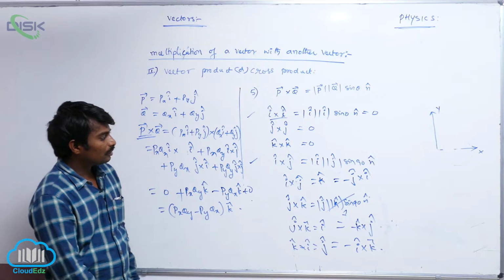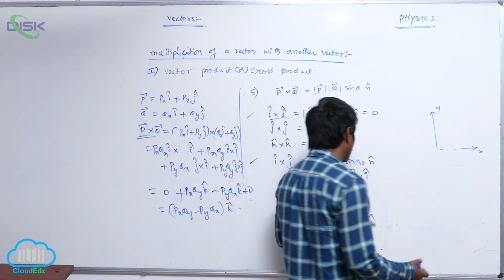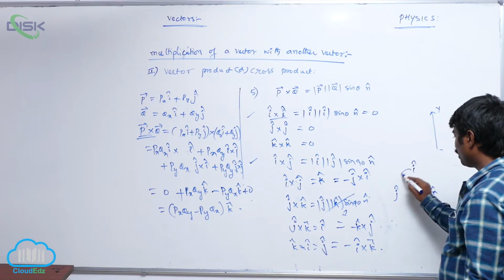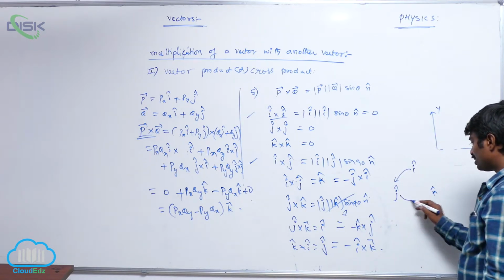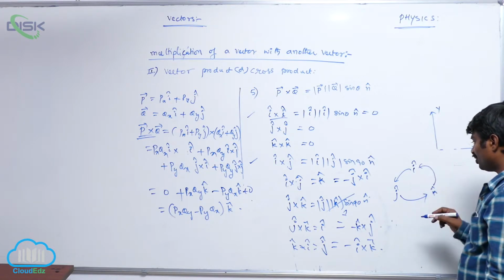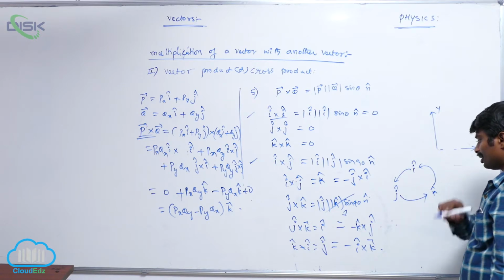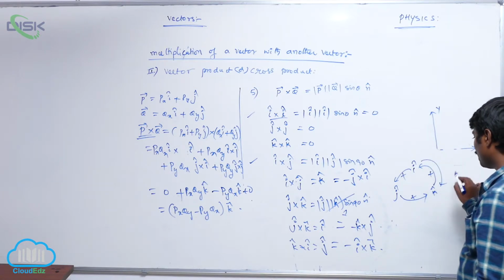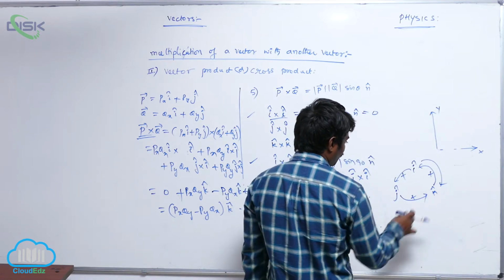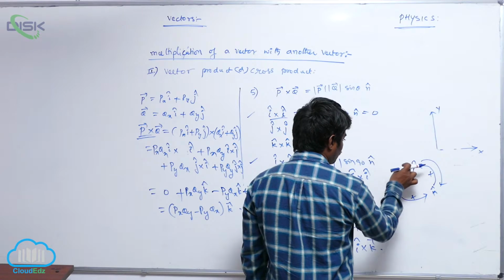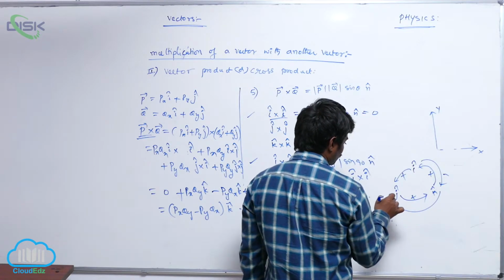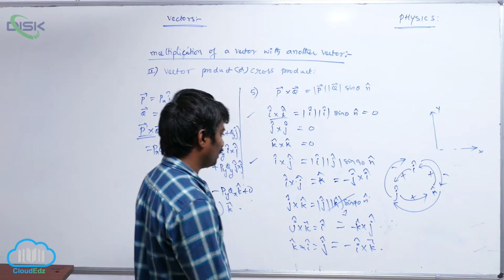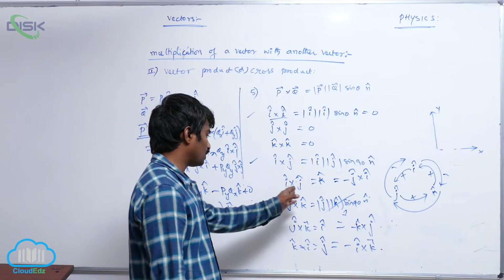Some teachers teach you to remember this one: i, j, k. If you move anti-clockwise, i cross j you will get k, j cross k you will get i, k cross i you will get j. This is a positive cycle, anti-clockwise is positive. Suppose you go like this: i cross k is minus j, k cross j is minus i, j cross i is minus k, so this is negative. Clockwise is negative and anti-clockwise is positive. Somebody teaches you this for easy remembrance of i cross j, j cross k, k cross i.